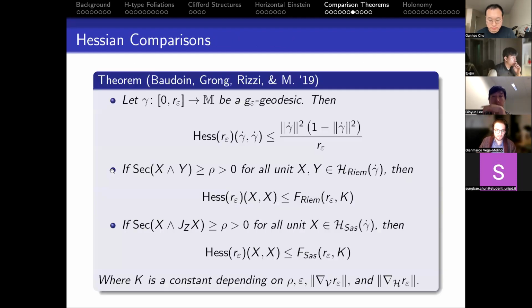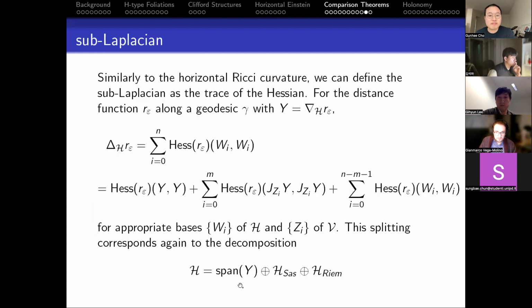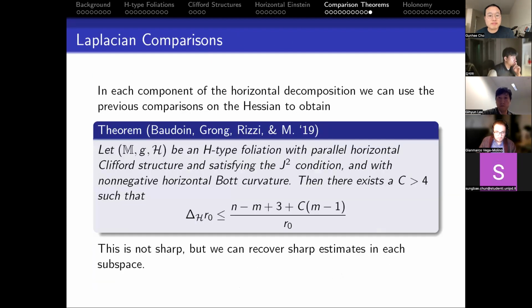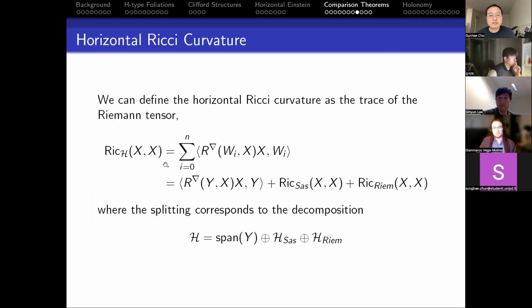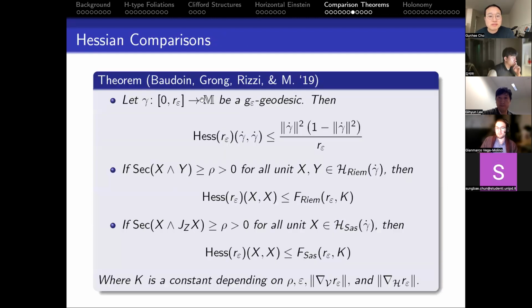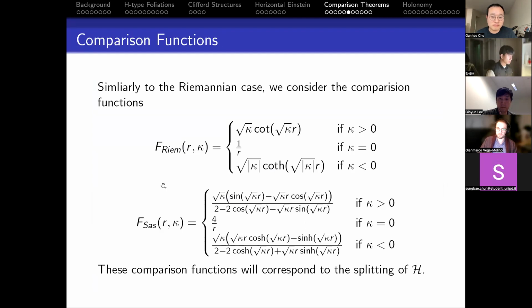We managed to do the same thing. So this is a really messy way to present it. Where is a nice one? Yeah, I'll give you this. So if you're in the same setting with an H-type foliation, and you know it has a certain structure that makes the J maps a little more rigid, you get these upper bounds on the Hessian, or equivalently an upper bound on the Hessian, where the new thing is this, they call them F-Riemannian and F-Sasakian. It's these functions.